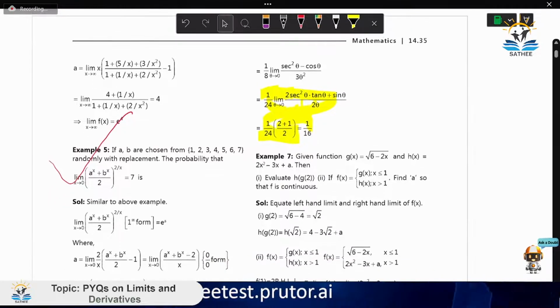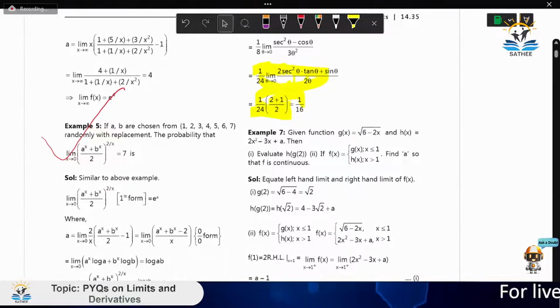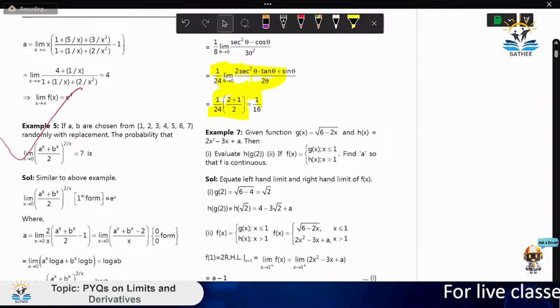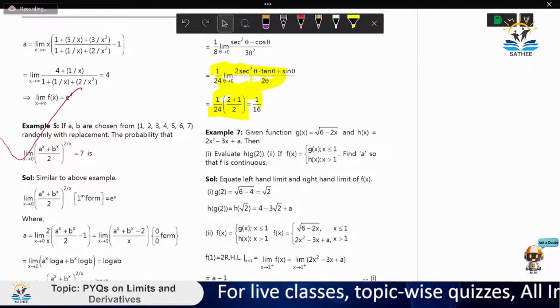And now talking about the next question, we are given a function g of x, that is root of 6 minus 2x. And then we have h of x, that is equal to 2x squared minus 3x plus a. Then we have to evaluate h of g of 2. First things first, so let us do that. h of g of 2. So what does h of g of 2 look like?